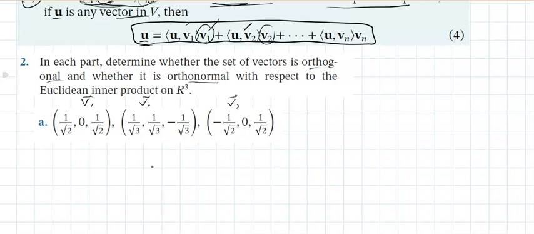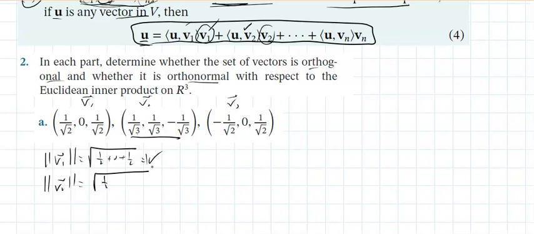Well, first things first. If I take the magnitude of V1, that is the square root of, you square that, that's 1/2 plus 0 plus 1/2, that's 1, it checks. This vector right there, the magnitude, call that V sub 2. That is, if you square that, that's 1/3 plus 1/3 plus, when you square that, it becomes a positive 1/3, that's a 1. And if you take the magnitude of V sub 3, that is the square root of, square that, that's 1/2 plus 0 plus 1/2, which is 1. So those satisfy the magnitude of 1.